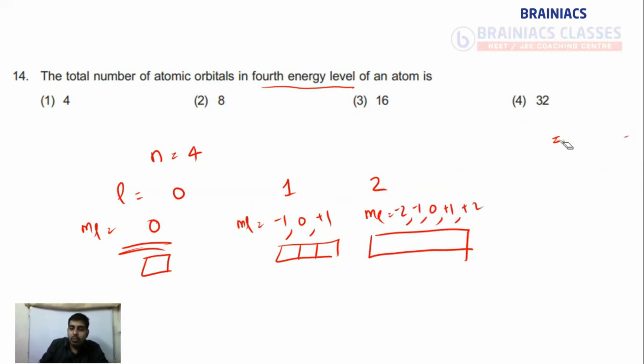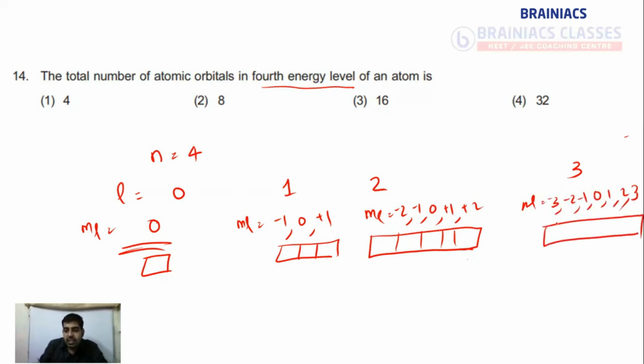So the ml value for l equal to 2 is minus 2, minus 1, 0, plus 1, plus 2, five orbitals. Okay, five orbitals. Now for l equal to 3, ml can have the values minus 3, minus 2, minus 1, 0, 1, 2, 3, seven orbitals.